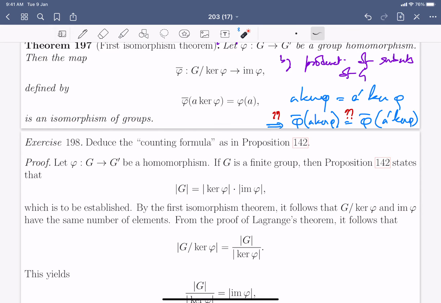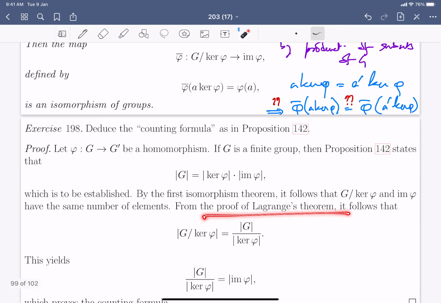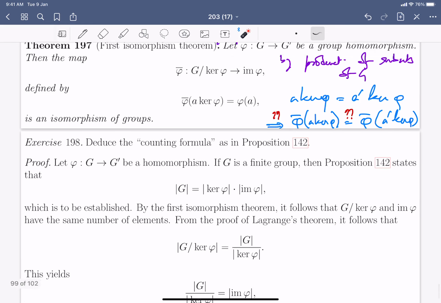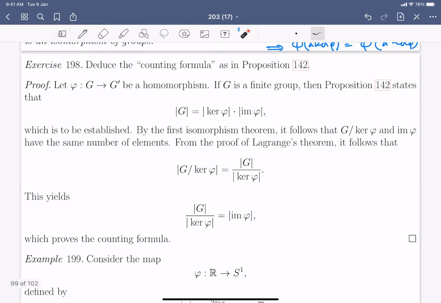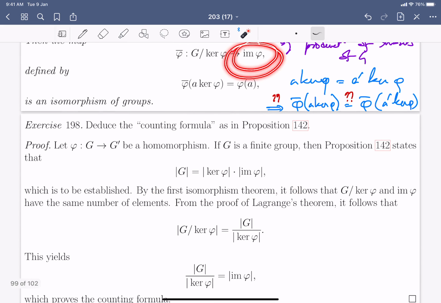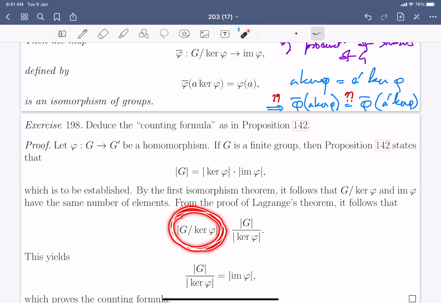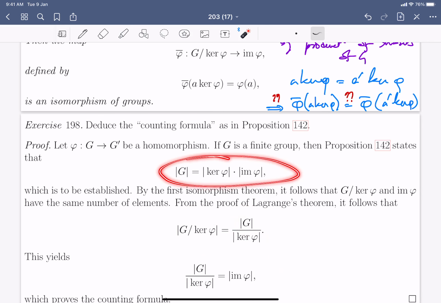And on the other hand, if you go back to the proof of Lagrange's theorem, that I think I stated somewhere while defining this notion of index, the order of G modulo kernel of phi is equal to the order of G divided by the order of kernel of phi. So by this first isomorphism theorem, we know that the order of the image of phi is equal to the order of this quotient, G modulo kernel of phi, and the order of G modulo kernel of phi is the ratio of the order of G to the order of kernel of phi. So you have obtained this equality.